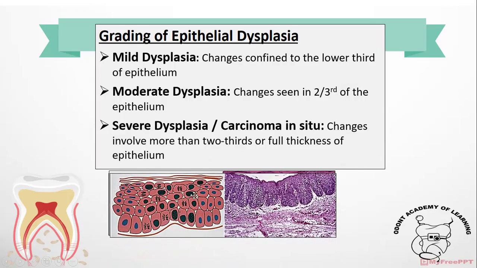So here the dysplastic changes are visible in the entire length of the epithelium, or it might be more than the 2/3 of the epithelium. If it is more than 2/3, then we can call it a severe dysplasia. And if it is in the entire length of the epithelium, we can call it a carcinoma in situ.